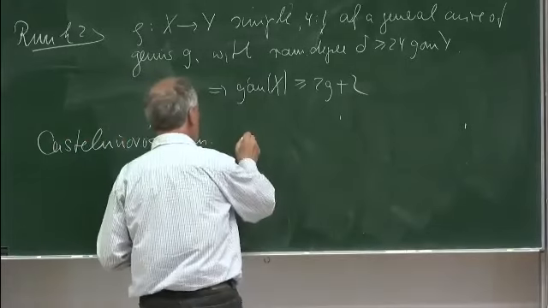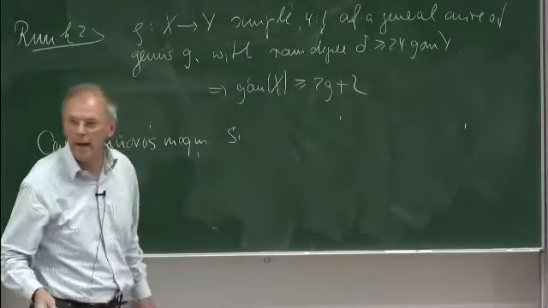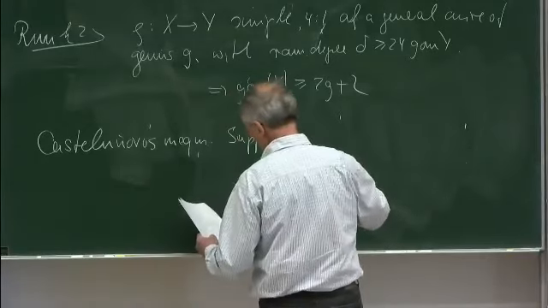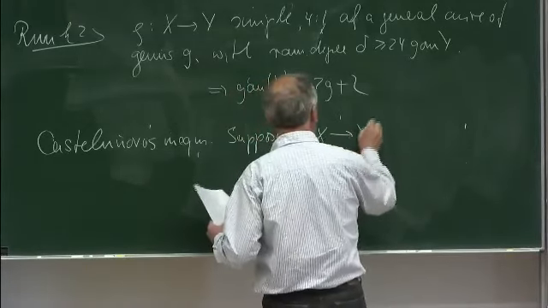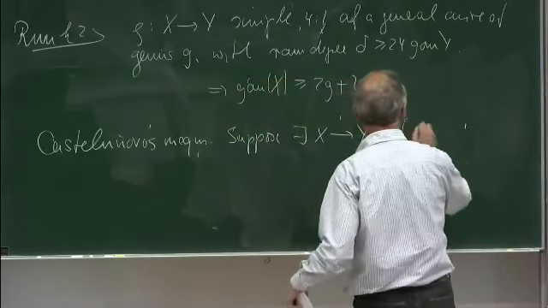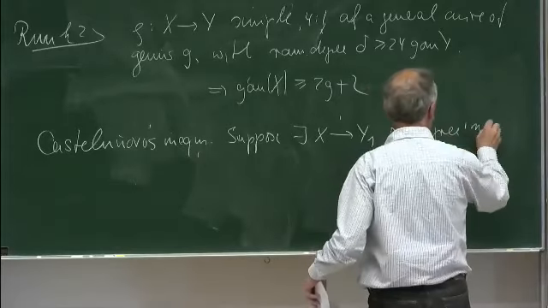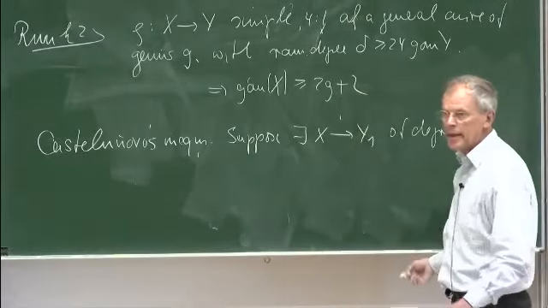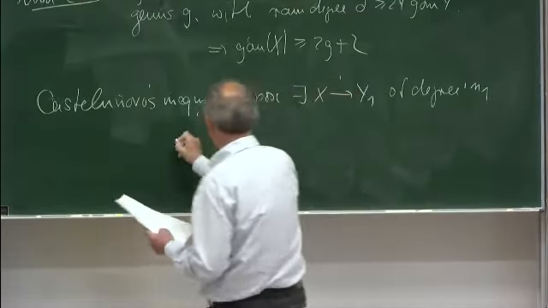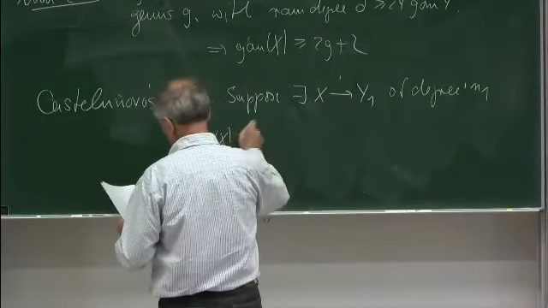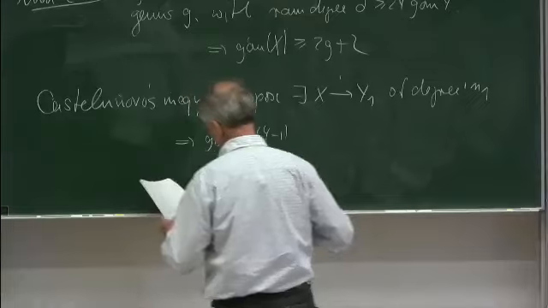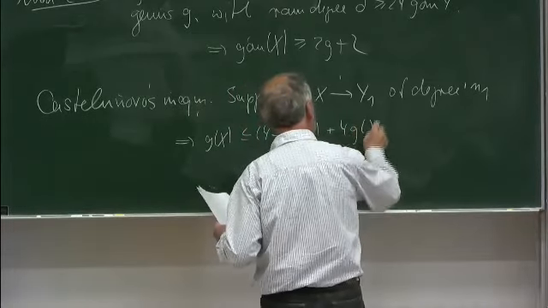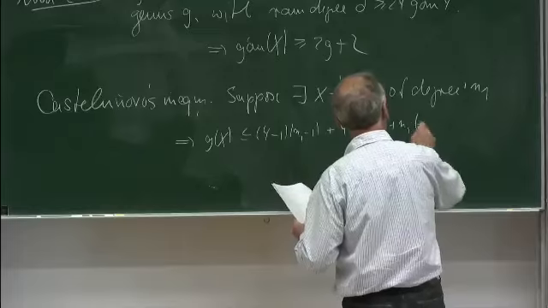Castelnuovo inequality just says that suppose we have this 4 to 1 map, and suppose we have another, say n1 to 1, X to Y1, of degree n1. We want to apply it to a gonality here, and that's how one gets this, right? But then one has, according to Castelnuovo, this is less or equal to (4 minus 1) times (n1 minus 1) plus 4 times genus of Y plus n1 times genus of Y1.